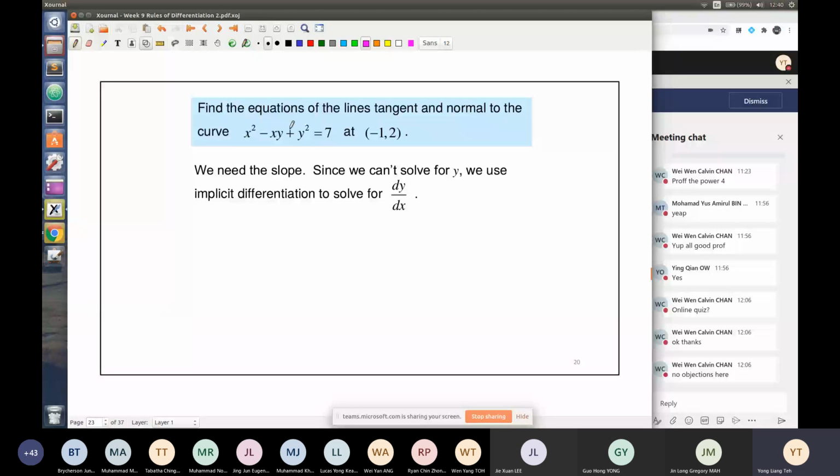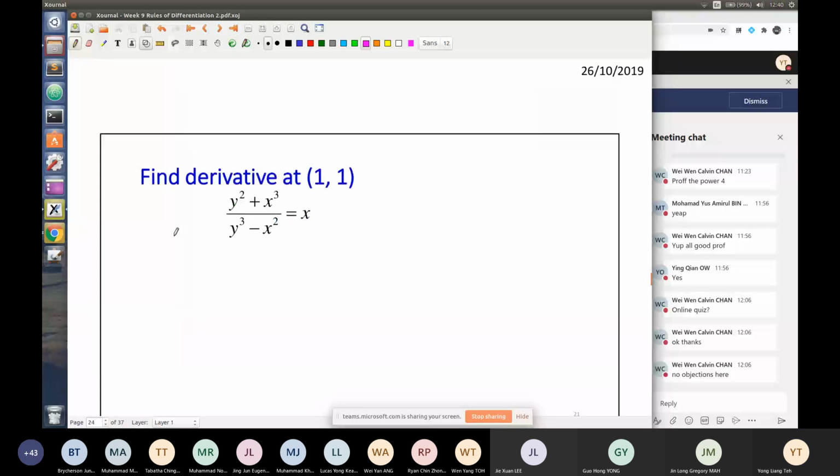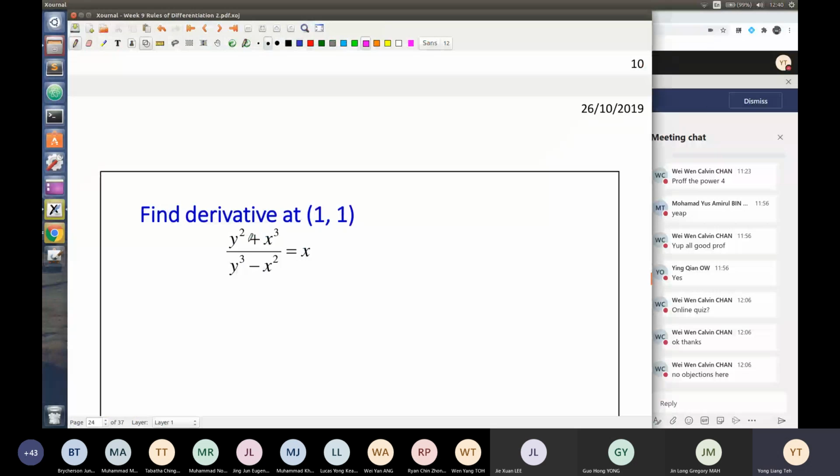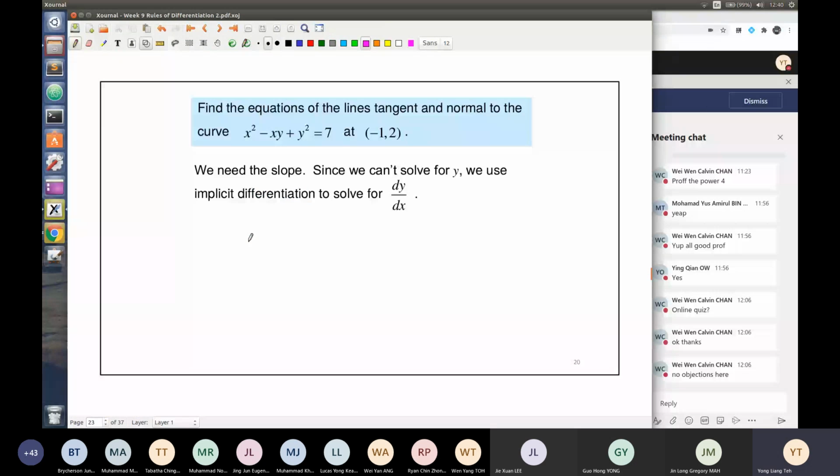Hence, differentiating d/dx, we get 2x minus, so the chain and product rule is required, x y prime plus y, plus 2y times y prime equals 0. Is that okay? Differentiating xy, as you can see, we use implicit differentiation or the chain rule here. Then of course isolate your y prime.